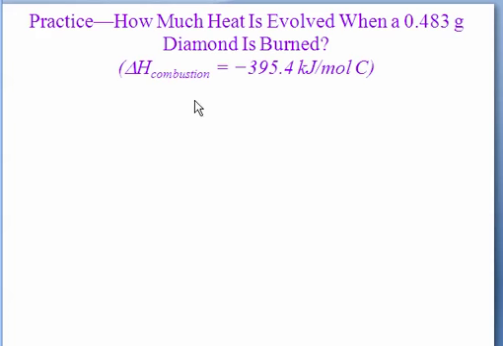So now pause this slide and see if you can work out this problem. In this problem, the balanced equation is not given, but what you want to remember is diamond is a form of carbon, and when it's burned, that means it's reacting with oxygen. So go back, if you need to, to the rules of what's formed when carbon and oxygen react together. Once you get the balanced equation, here is the enthalpy of combustion, and see how far you can go.